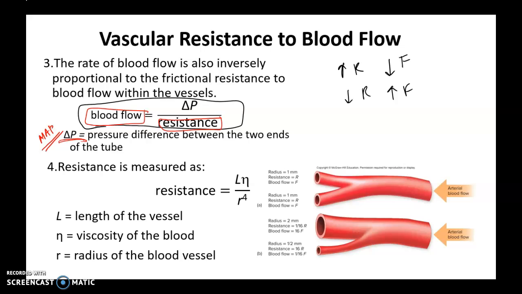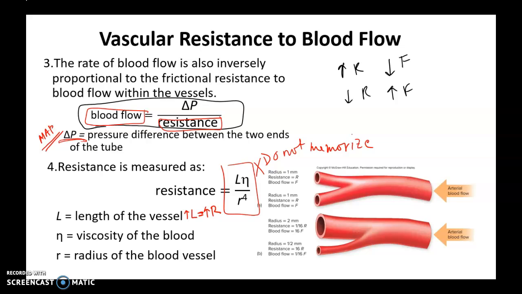Now you will ask me, Rupa, what determines the resistance? What is this resistance and what does it depend on? Where is it coming from, right? We want to know those things. I do not want you to memorize this. Please do not memorize this. But I want you to understand that resistance depends on a few things. Resistance depends on the length of the vessel. The longer the vessel, the more the resistance. So an increase in length equals an increase in resistance.